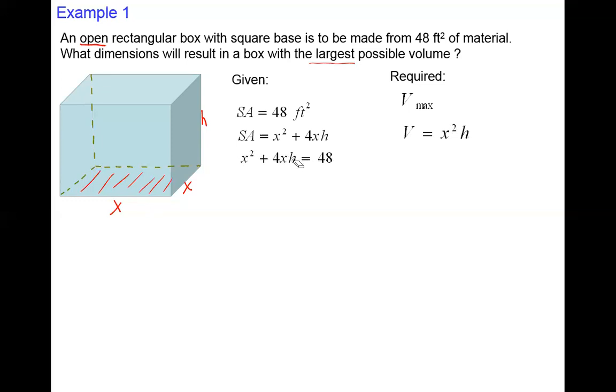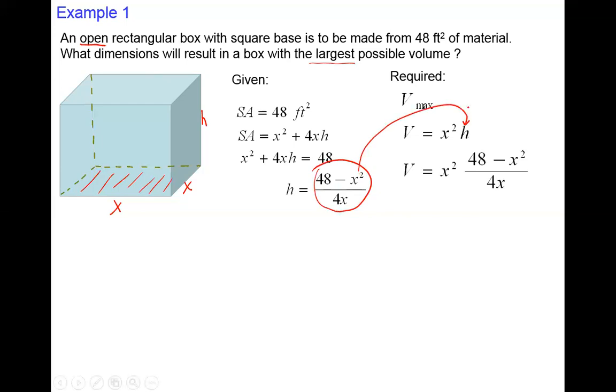x squared plus 4xh is equal to 48. Then solving this equation for h, I'm getting this. And this relation will travel here. And then I have a function in terms of one variable x, and this is my function that I have to maximize. First of all, let's simplify a little bit.